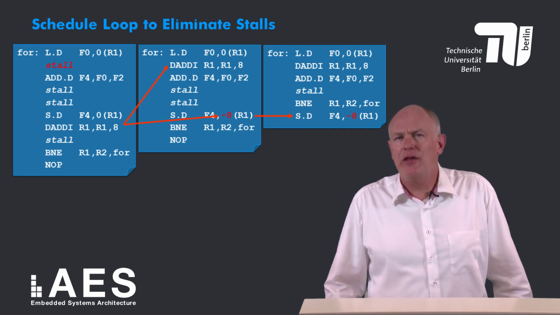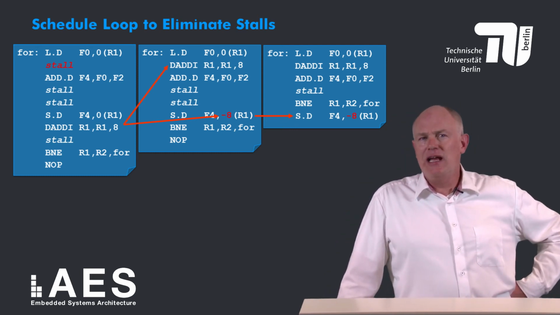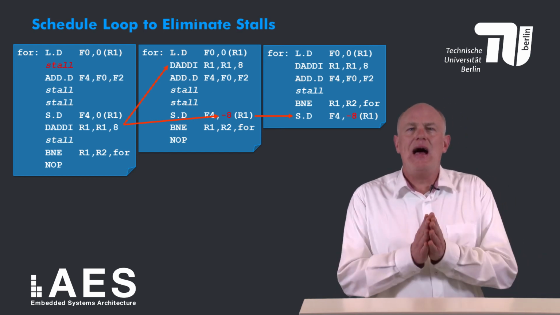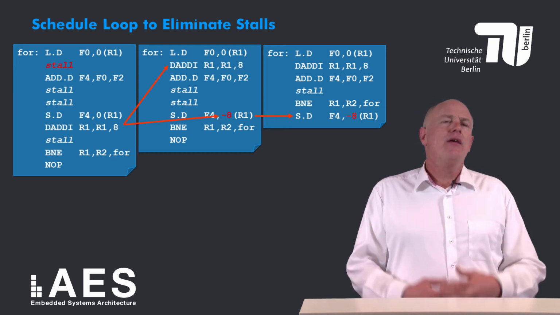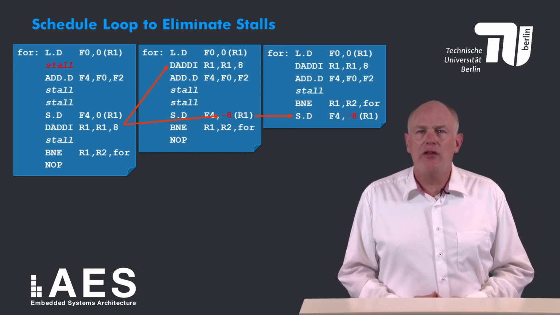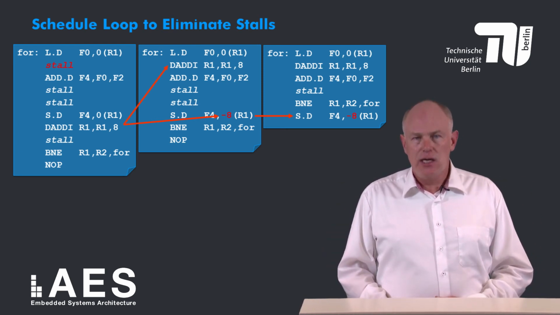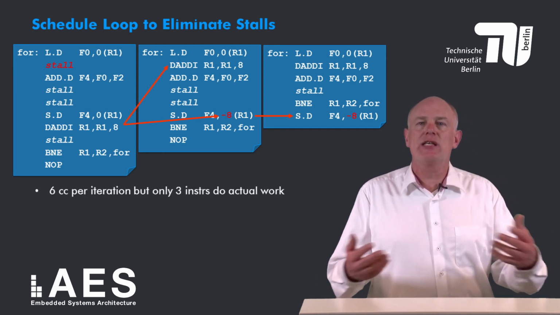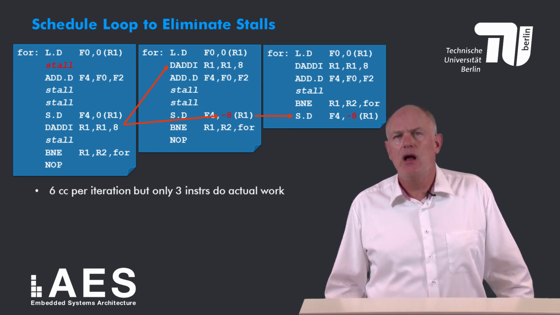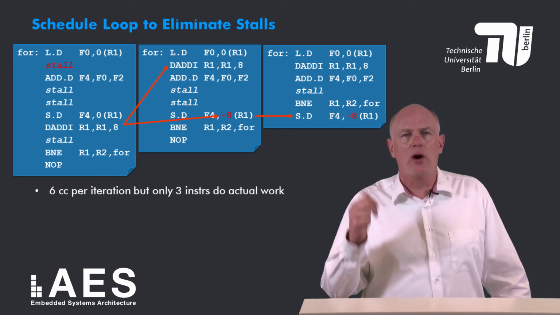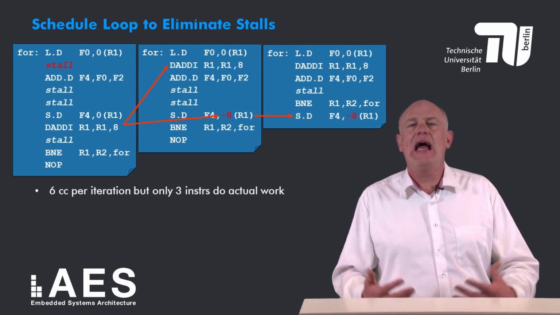Can we improve this further if we restrict ourselves to scheduling a single loop iteration? Unfortunately, the answer is no. The critical path of an iteration is given by the load double, the add double and the store double. These 3 instructions all depend on each other and require at least 6 cycles to execute, given the pipeline latencies. So we end up with 6 clock cycles per iteration, but only 3 instructions are really useful and necessary: the load, the add double and the store. The other 2 instructions, the add immediate and the branch, are loop overhead.